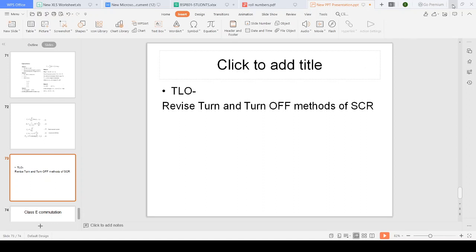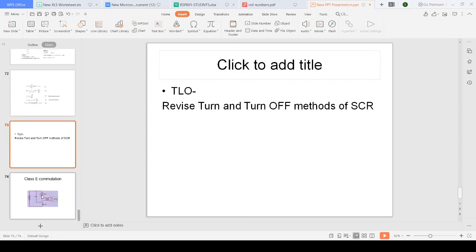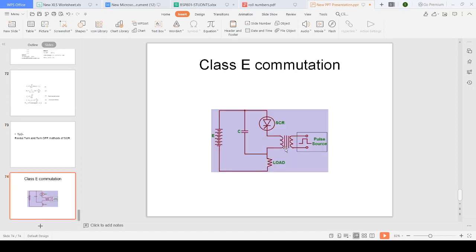In today's session, we are going to revise the turn on and turn off methods of SCR. Among these methods, we have to briefly revise the class E commutation of a SCR. Class E commutation is one of the forced commutation methods to turn off a SCR or a thyristor.